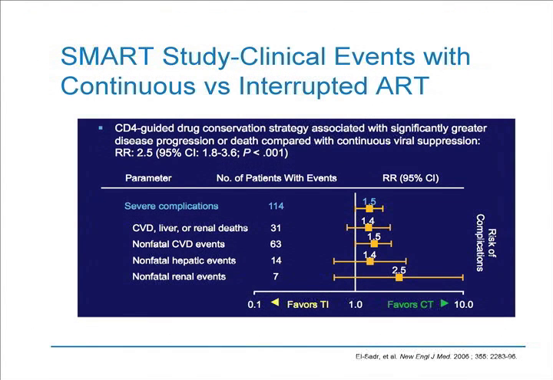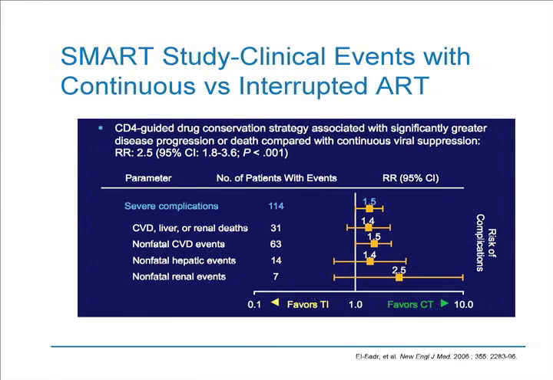Now, the study that probably most clearly suggested that being on therapy with antiretroviral agents decreased the risk for cardiovascular disease was the SMART study. You may remember there was a study that took patients with higher CD4 cell counts and randomized those patients to either continuous therapy or interrupted therapy based on CD4 counts.